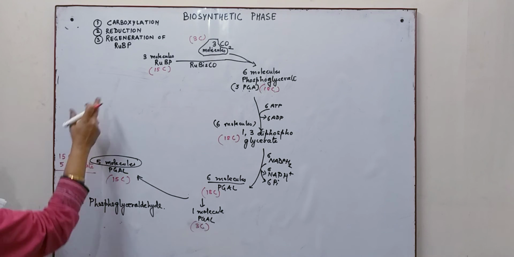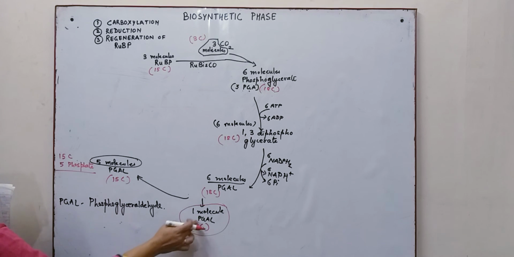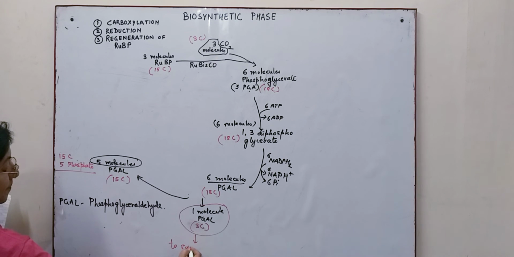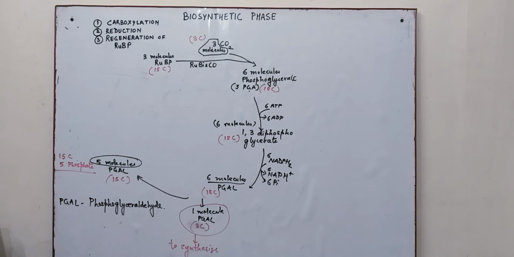Now before we continue with the cycle, let us understand what happens to this 1 molecule of PGAL which has separated out. This molecule is utilized to synthesize glucose, whereas the 5 molecules will continue in the cycle. These 5 molecules, each having 1 phosphate, are in the monophosphate state.